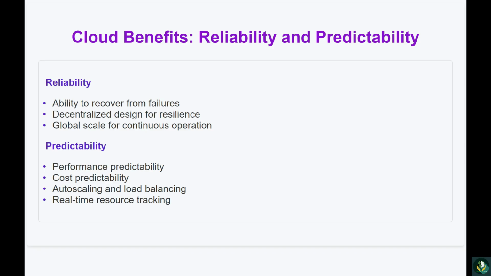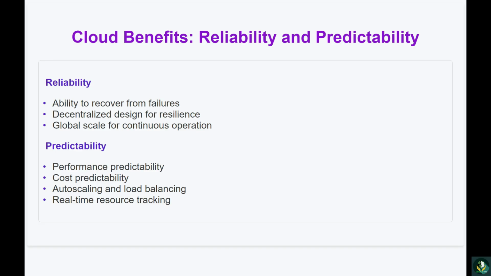Global scale. Cloud providers like Microsoft Azure have a global presence. This means that even if one region experiences issues, others can continue to operate, ensuring continuous service availability. Automatic failover. Many cloud services are designed to automatically switch to backup systems or alternate regions in case of failures, often without any intervention required from the user.